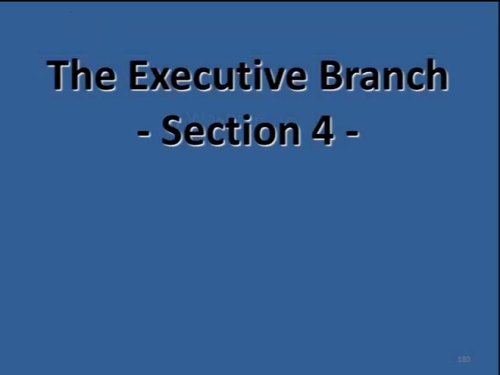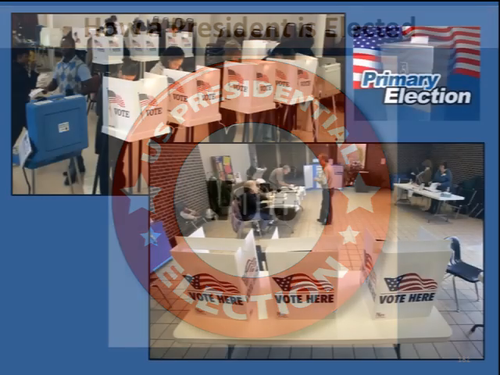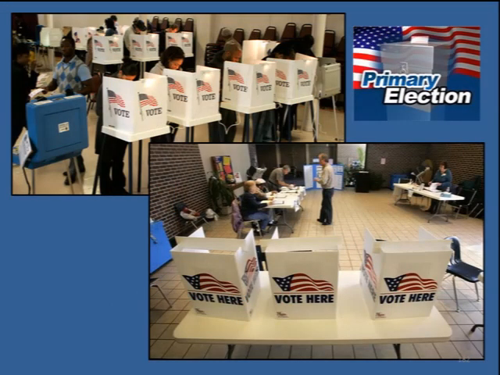The Executive Branch, Section 4. We will now begin the 4th section of Lesson 8. Presidential elections have 2 steps. The first step is primary elections. Primaries are held when 2 or more candidates from the same party want to be president.